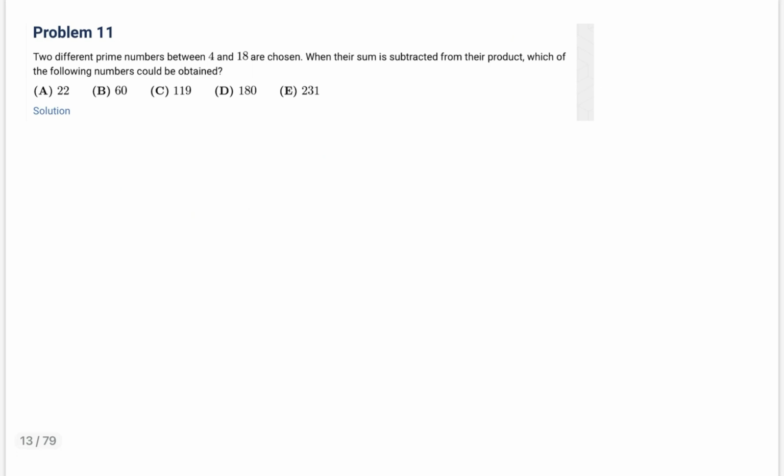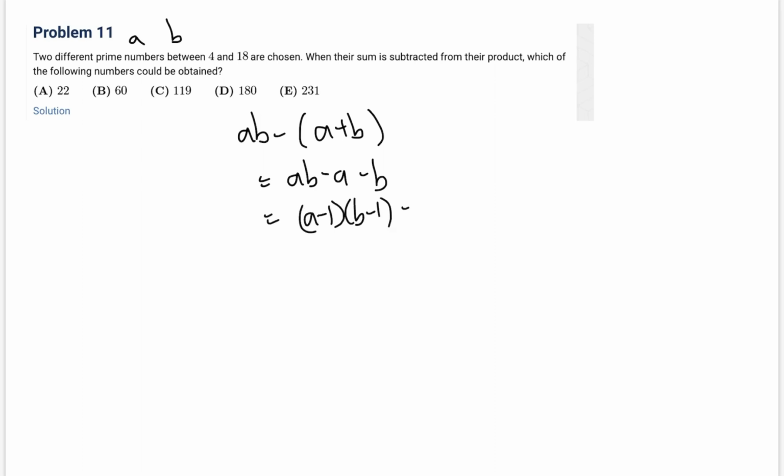And problem number 11, two different prime numbers between 4 and 18 are chosen. When their sum is subtracted from their product, which of the following numbers could be obtained? So for this one, if the prime numbers are a and b, then their sum is subtracted from their product. a plus b is subtracted from ab. So ab minus a minus b is (a minus 1)(b minus 1) minus 1. So this should be one of the answer choices right here.